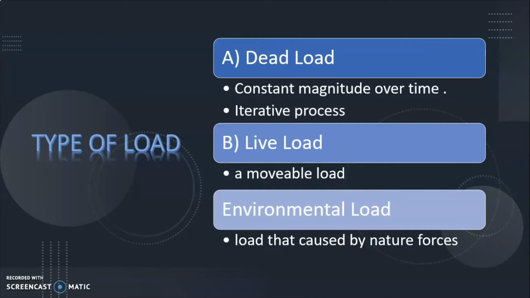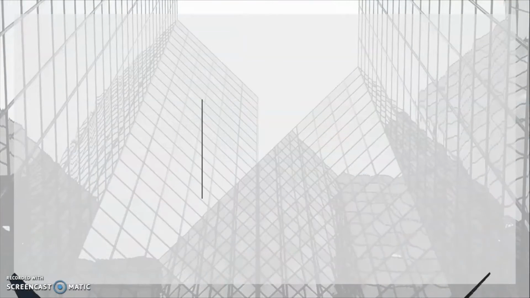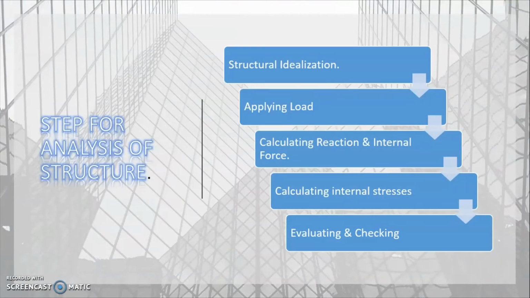Lastly, we have the environmental load. Environmental load is a load caused by natural forces like rain, wind, snow, or maybe earthquake. That is also important to consider in the design. Okay. Next are the steps for analysis of a structure. Firstly, we must know about the structural idealization. Next, we apply the load, whether it's dead load, live load, or environmental load.